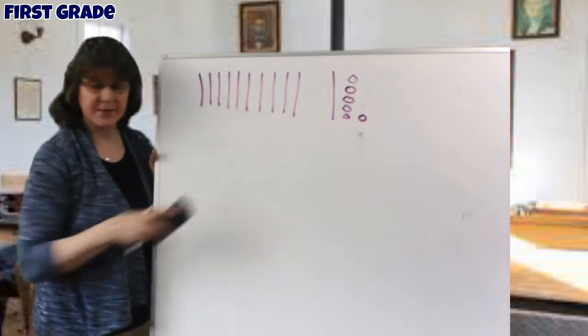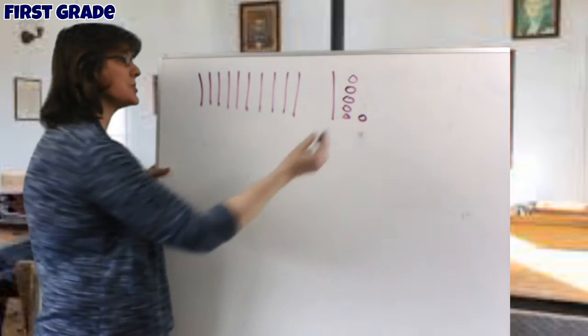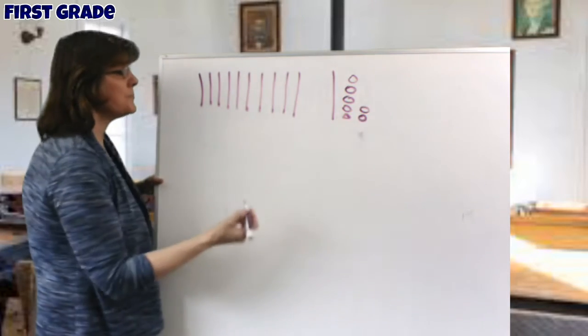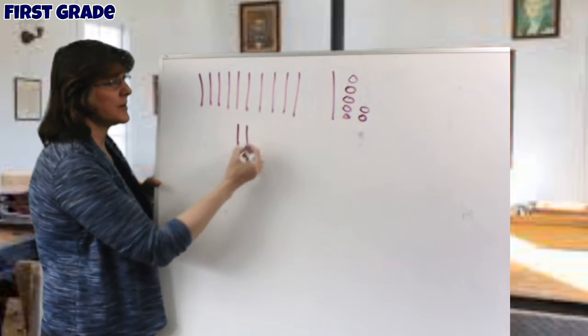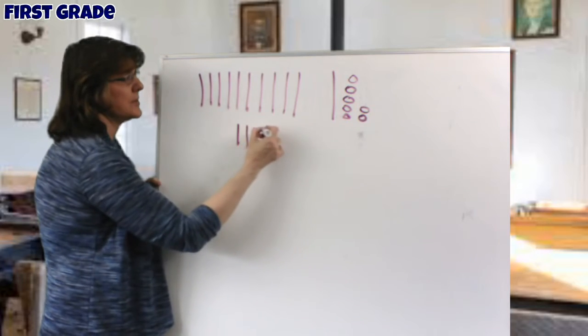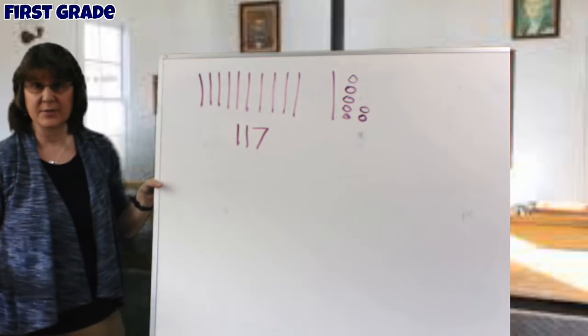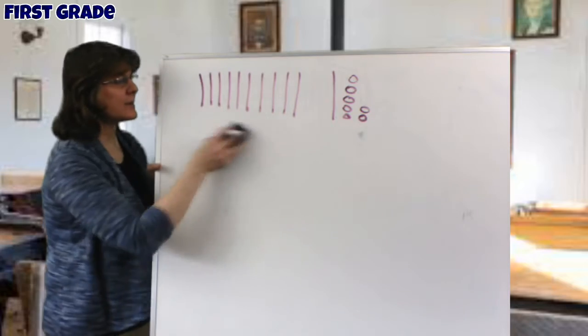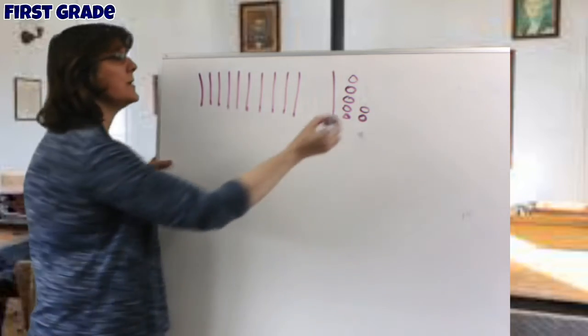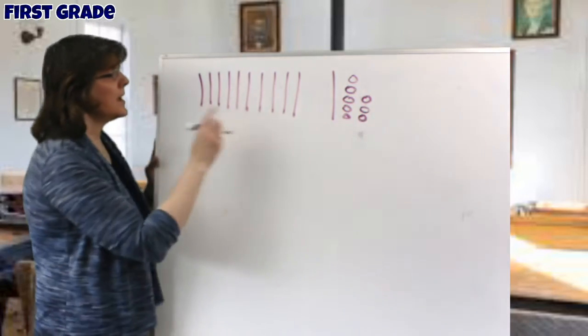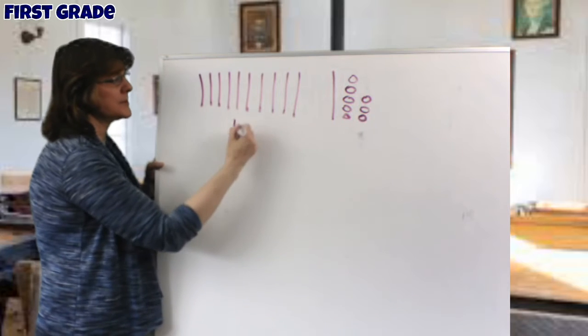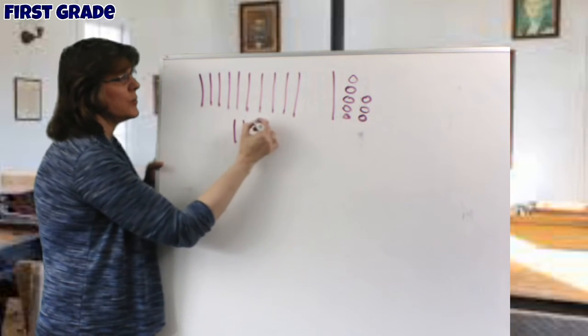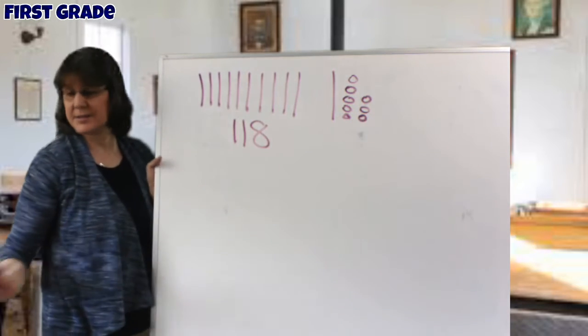Number 7. This should be pretty easy. You're getting the idea. We're just adding an extra 1 each time. Now we have 11 bundles of 10 and 7 in the ones, 117. Go to number 8. Number 8, they added another 1. I still have 11 bundles of 10, 8 in the ones, I have 118.